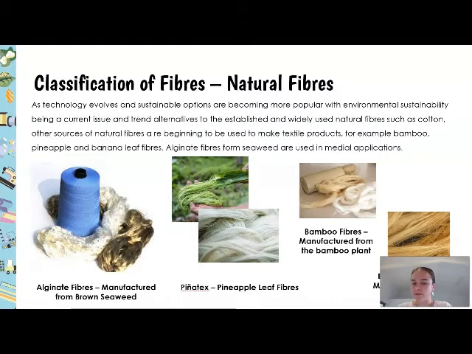Alginate fibers from seaweed are used in medical applications as well. So you've got 4 different types of fibers there that they are developing due to new advances in technology. Okay, so you've got alginate fibers, which are produced from brown seaweed. So all that brown seaweed that you see on the beach, that's what it's produced from.